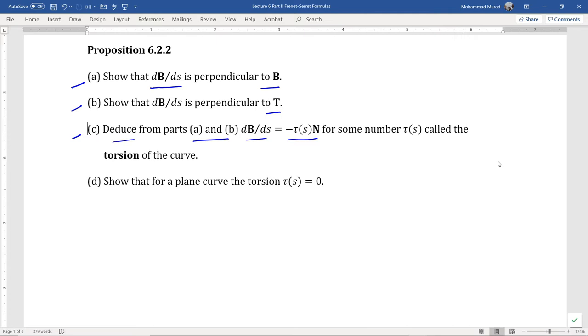The torsion of a curve measures how much the curve is twisted. Show that for a plane curve, the torsion equals zero. Let's have a look at the proof of some of these properties.